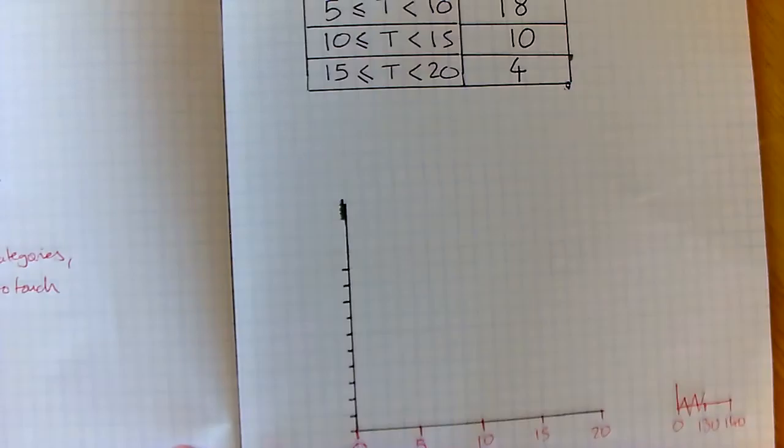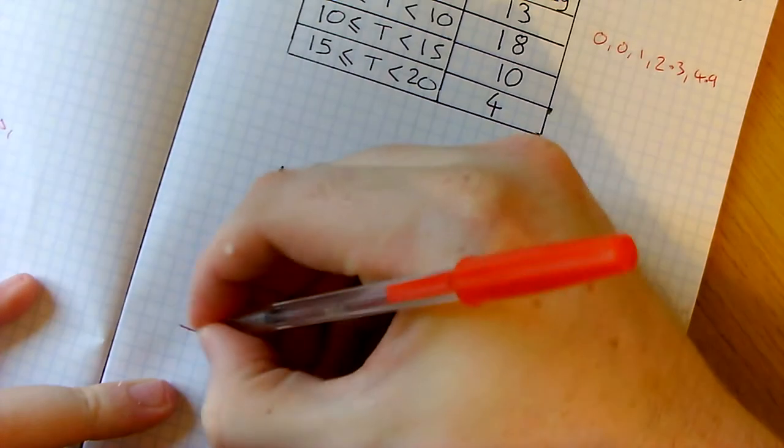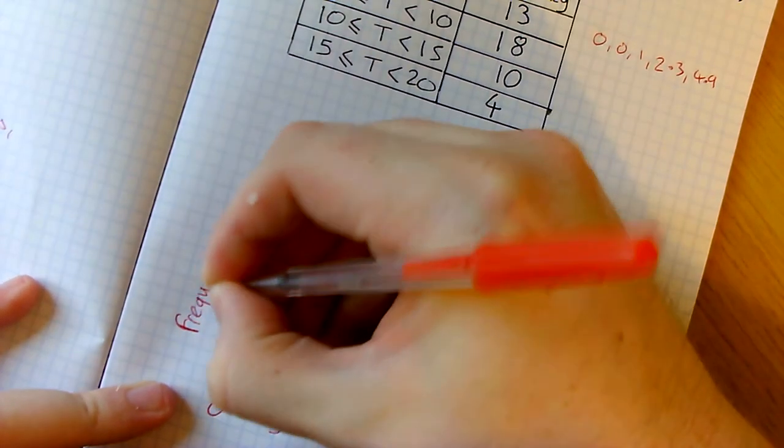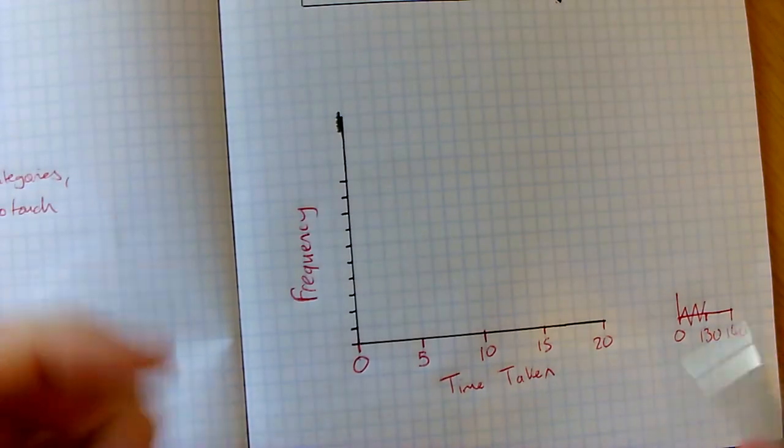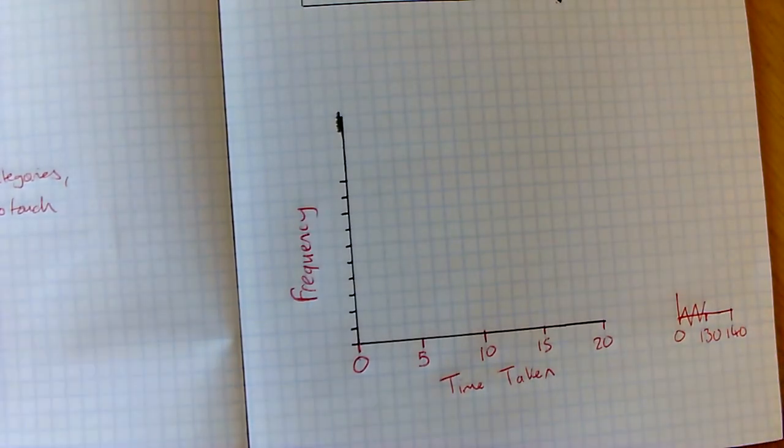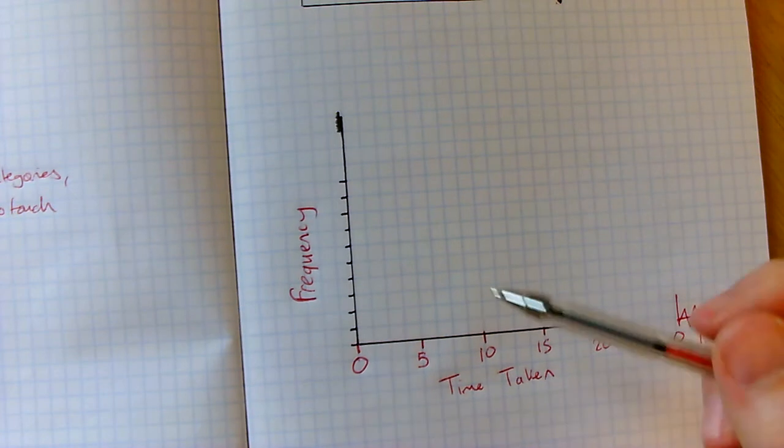Now next, the frequency goes here. Now if this was a normal histogram with unequal widths, this would be frequency density, because the widths are different. The height is not necessarily frequency, it's the density. But again, that's a normal histogram.